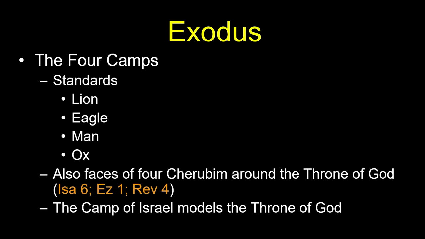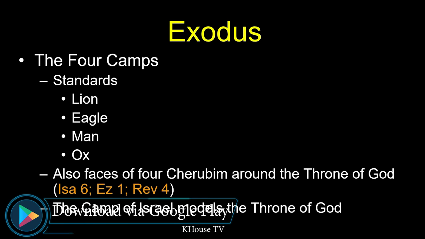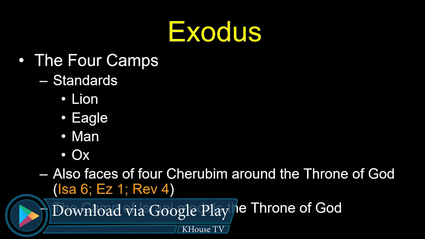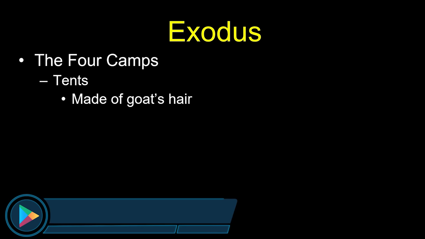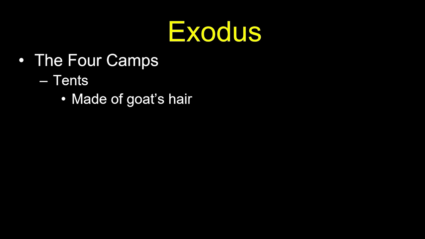I think we've had all that discussion, how those four faces represent the four Gospels, or at least in the minds of some scholars, and I think we've covered that in the past. If not, I'm sure they're in the notes and you can dig that out. But the one thing that you probably may not be sensitive to is that the camp of Israel was made of tents that were essentially made of goat's hair.